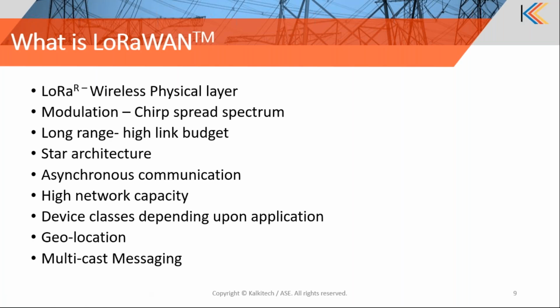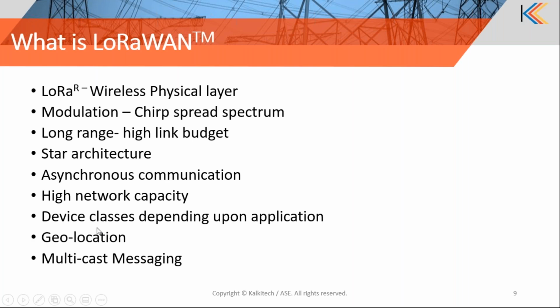Another advantage is that it is 2 to 3 times less expensive than traditional operator cellular networks, mainly because of the better coverage, and it operates on license-free and cost-free ISM bands. That's industrial, scientific, and medical bands, which are some specific bands which are free for public use.